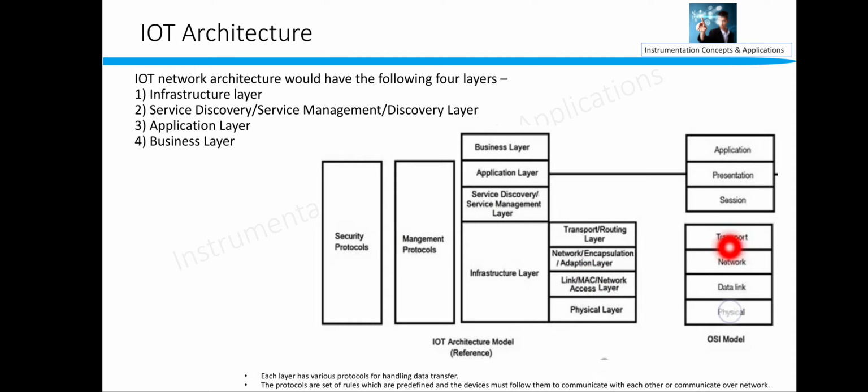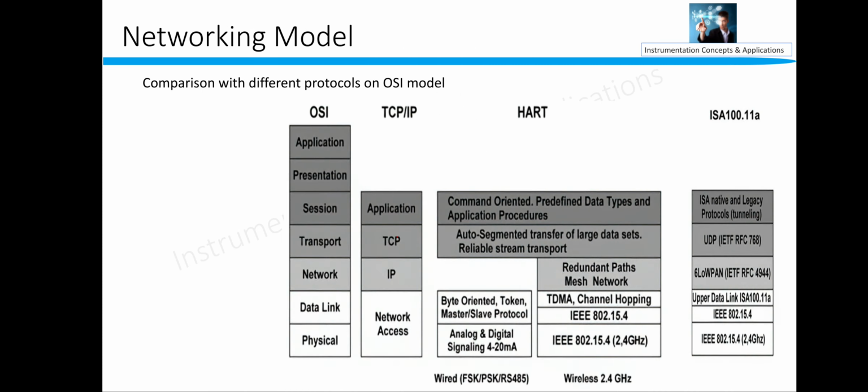If I compare with the model which we all know, that is the OSI model, then that is physical layer, data link layer, network layer, and transport layer, all the same. But after the fourth layer, 5, 6, and 7 are depicted here as business layer, application layer, and service discovery layer. So we will be discussing all the layers one by one. Before going deep into the layers, I want to compare all the networking models with the OSI model.